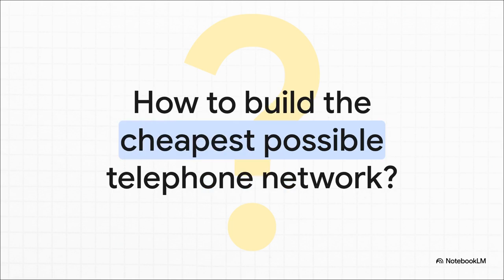Or, hey, try this puzzle. Imagine you need to connect a whole town with new telephone lines. You've got dozens of houses, countless ways to connect them, and every single connection has a different cost. So how do you find that one perfect layout that connects everybody for the absolute minimum price?